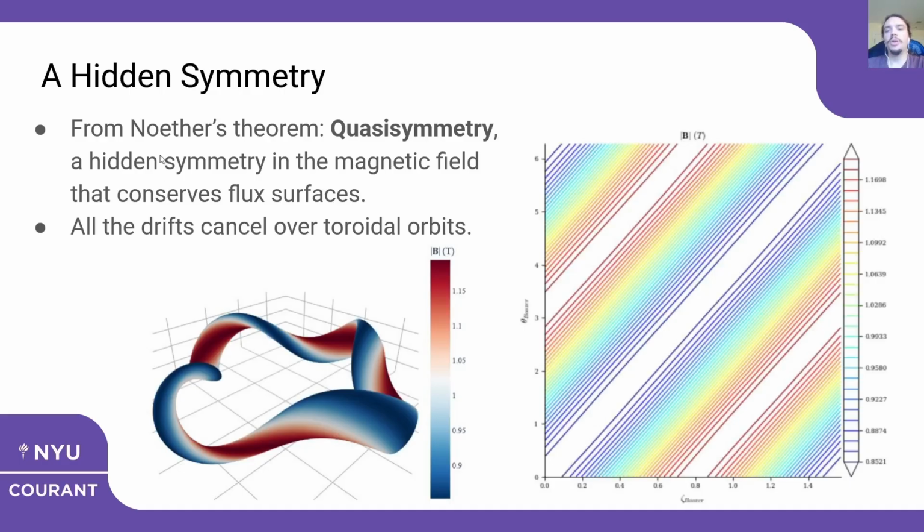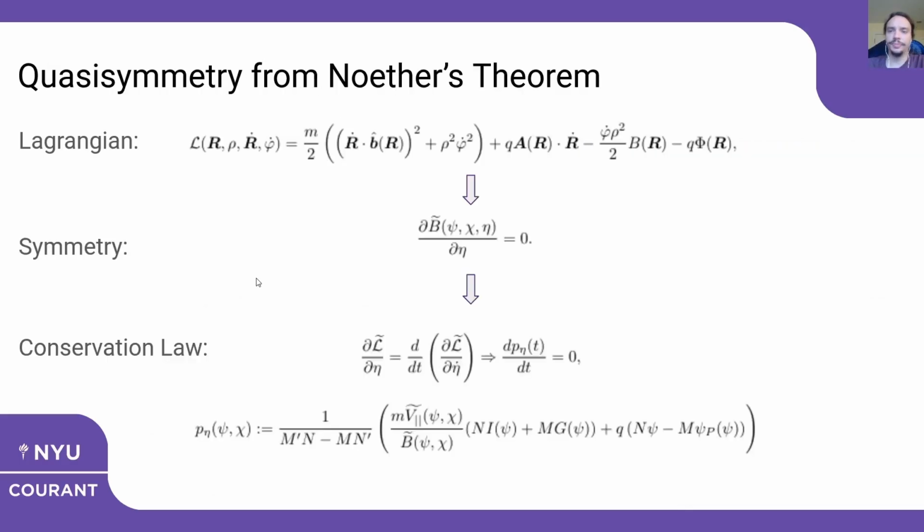But it turns out that we can go back to Noether's theorem and we can study what's the minimum amount of symmetry that we need in order to get particles to conserve their flux surface. We call this amount of symmetry quasi-symmetry. It's this hidden symmetry in the device. This device at the bottom here doesn't look very symmetrical, but there's a series of steps that we can go through to figure out whether or not particles will actually be contained by Noether's theorem. In a quasi-symmetric stellarator, all the drifts are going to cancel as we go around and around the device. Let's talk about what quasi-symmetry actually is.